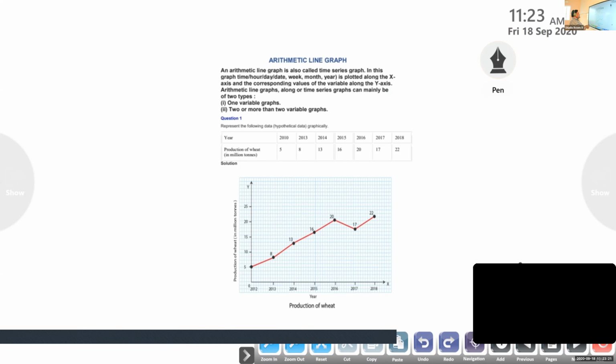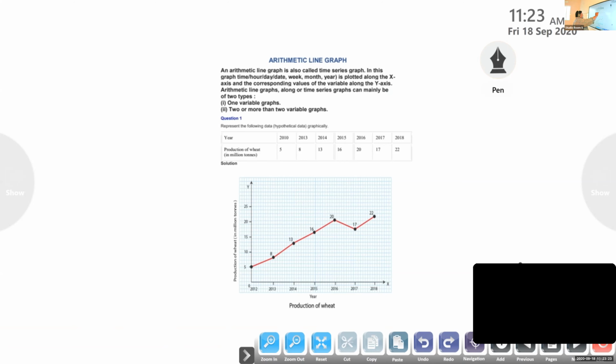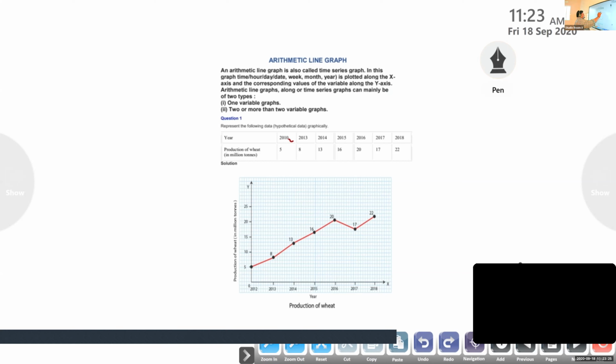You can see here in this data 2012, 2013, 14, 15, 16. Those are the years mentioned here, and they should be in the x-axis. Time related data should be in the x-axis, and other data should be in the y-axis. Finally, we find the points here and connect them with the help of a scale. So you get an arithmetic line graph.